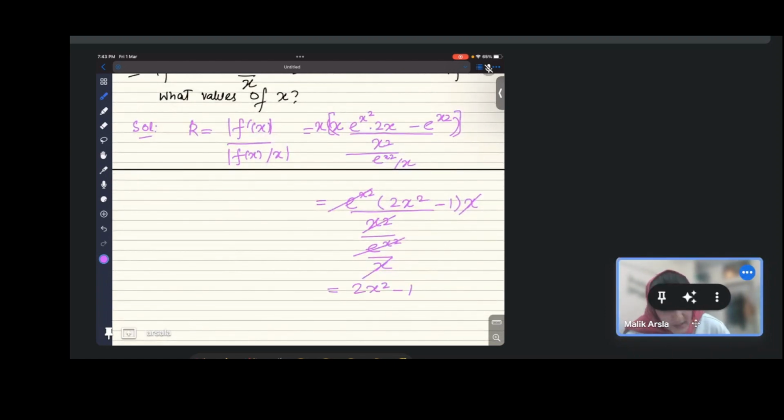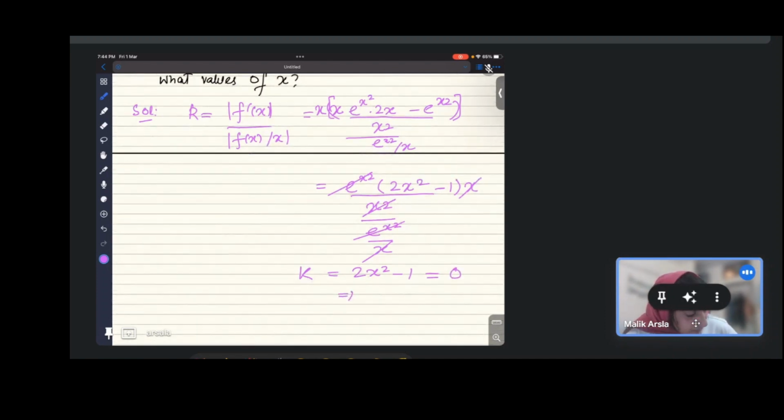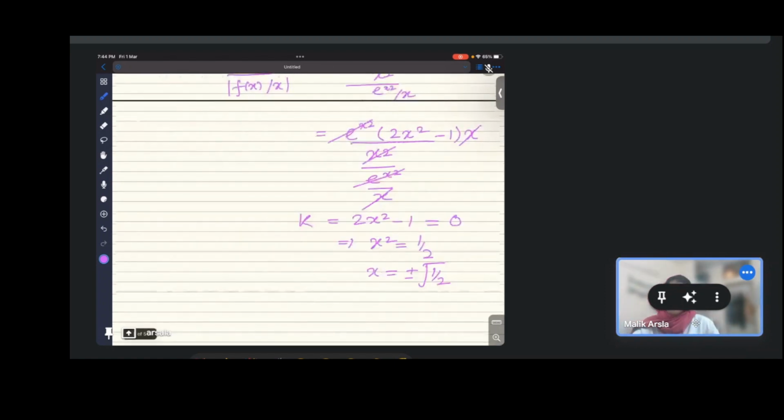Now here the question is that it should be well conditioned. So for it to be well conditioned, this should be 0 or close to 0. Here we have the option of taking it as 0, then x square is 1 by 2 and x is plus 1 by root 2 or minus root of 1 by 2.